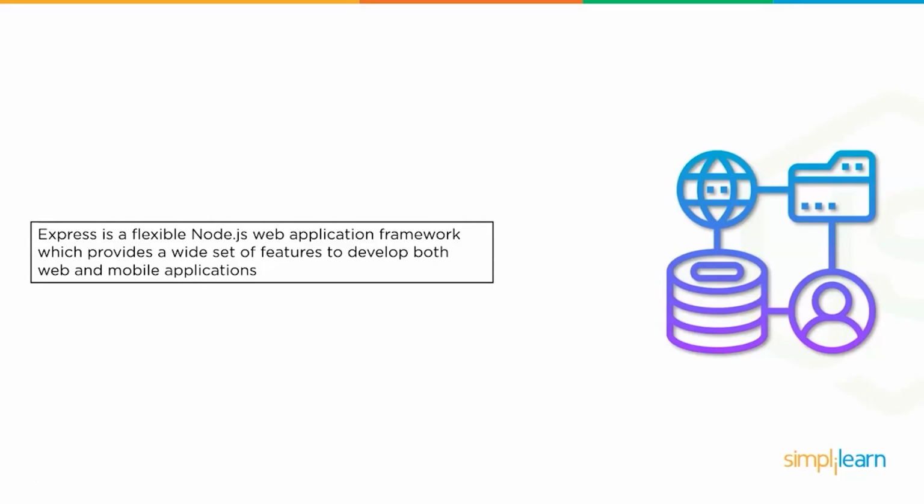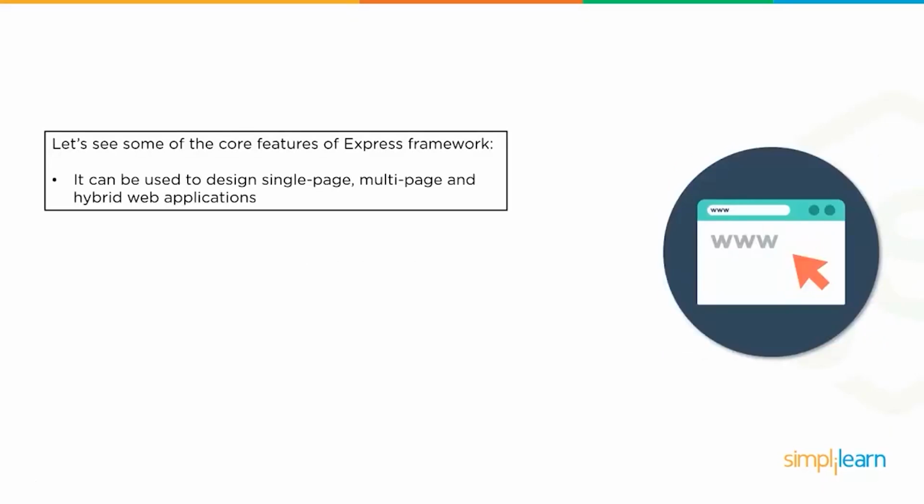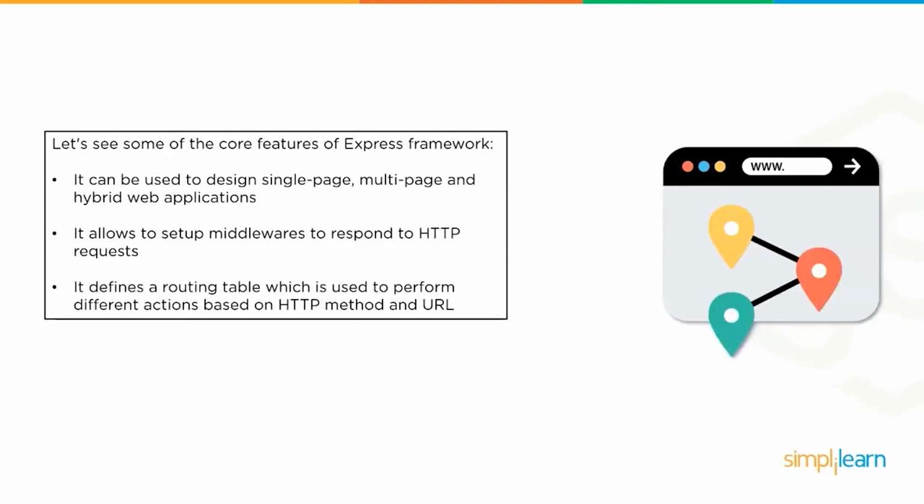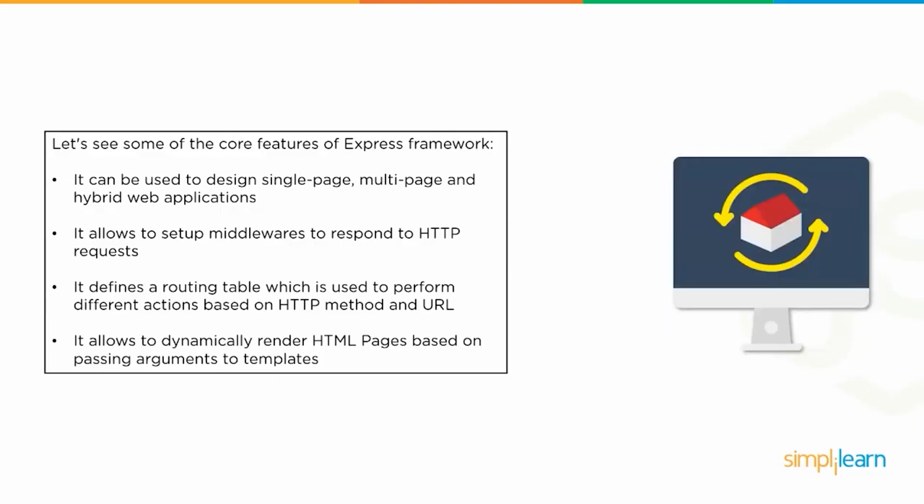Now let's have a quick look at some of the core features of Express framework. It is used to design single-page, multi-page, and hybrid web applications. It allows setting up of middleware to respond to HTTP requests. It defines a routing table that is used to perform different actions based on the HTTP method and URL. It also allows dynamic rendering of HTML pages based on passing arguments to templates.